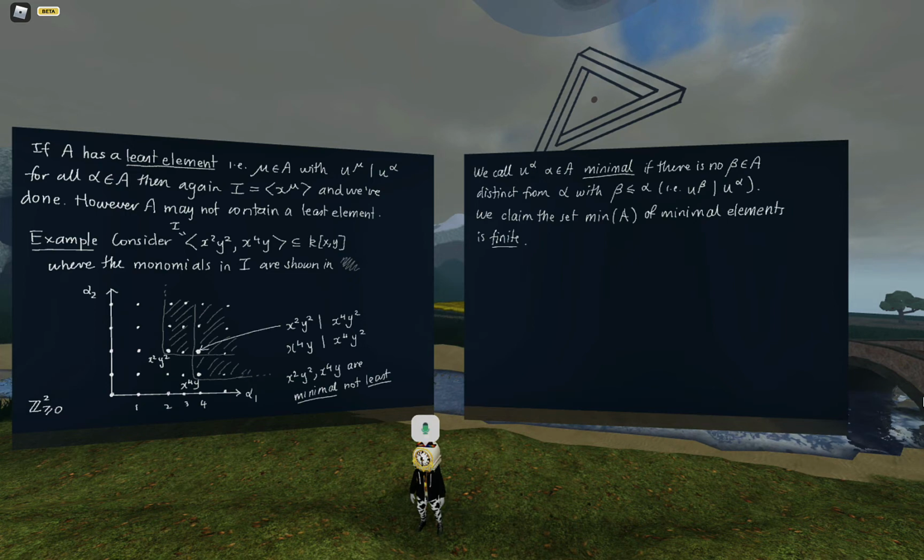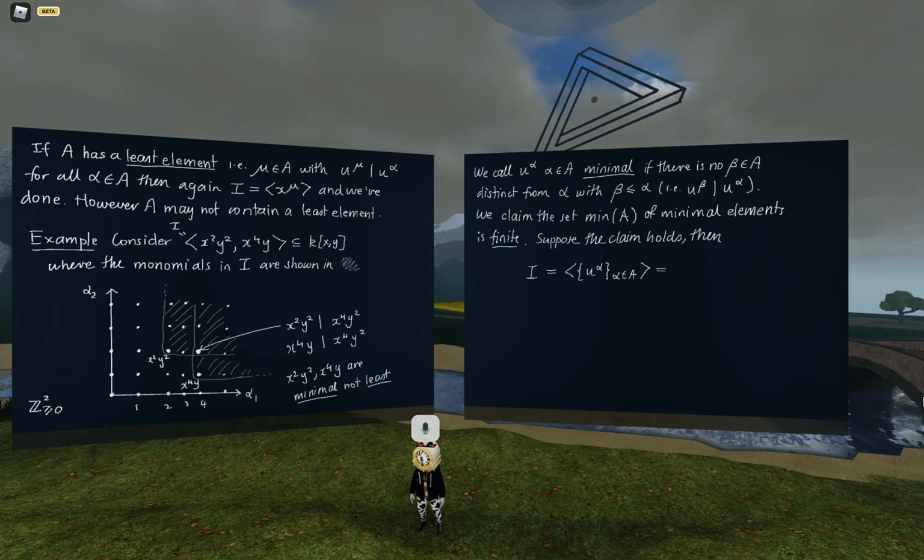Now I want to argue quickly that that means we'll be done with the inductive step, and then we'll go on and prove that claim. So suppose the claim is true. Well, I is generated by all the u to the alphas. And I claim that it's sufficient to take the alphas that are minimal.